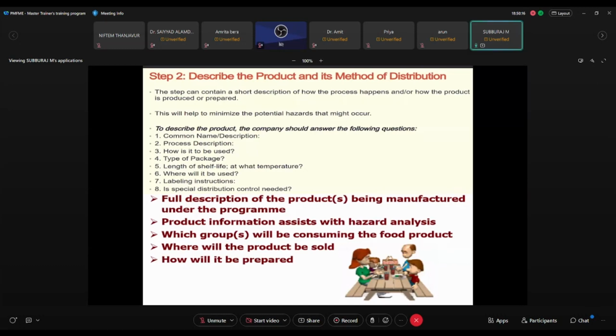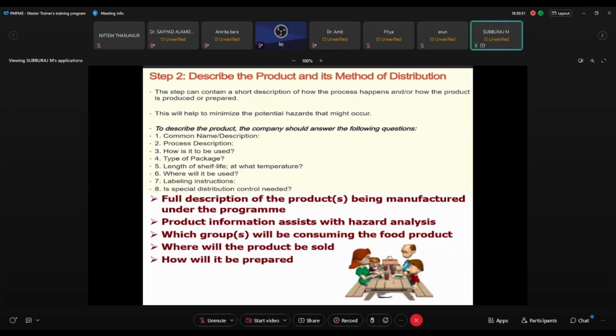Then how is it to be used? First is the carcass, and then variety of meats. Type of package: for the carcass there is no need of packages, but for variety of meats it is 50 pound boxes. We have to mention the length of the shelf life, which may be 7 days. And what temperature we have to keep is also very, very mandatory. We have to state 40 degrees Fahrenheit, that means 4 degrees centigrade.